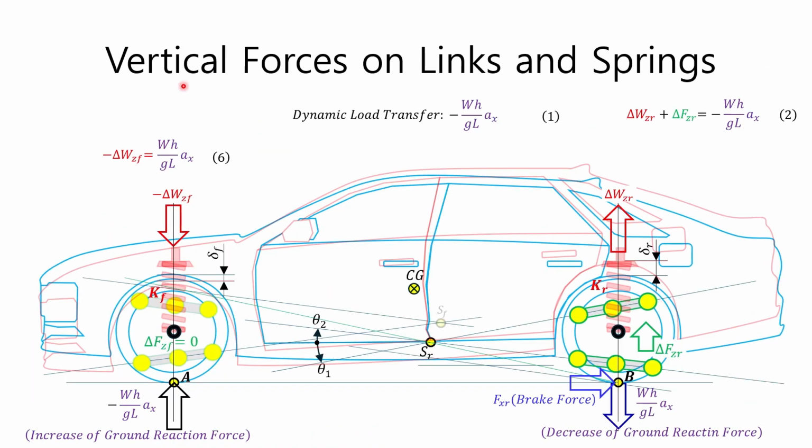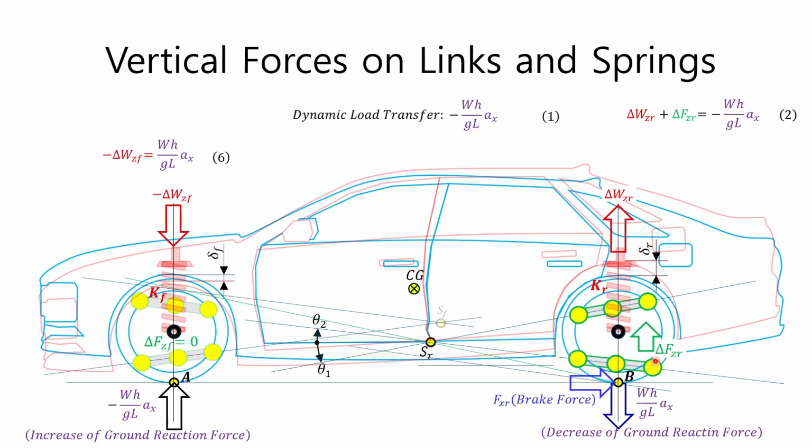Let's analyze the vertical component of the force on the links and springs during rear wheel braking. To analyze pitch motion, the most important factor is analyzing the forces acting on the suspension links where the braking wheel is located. For example, when braking force is applied to the rear wheels, but not to the front wheels, to analyze the pitch motion, we must first calculate the forces acting on the rear suspension links where the braking force is applied, delta FZR.